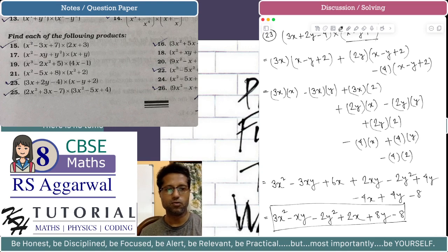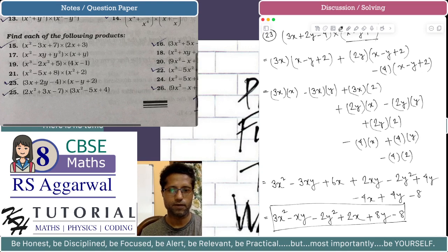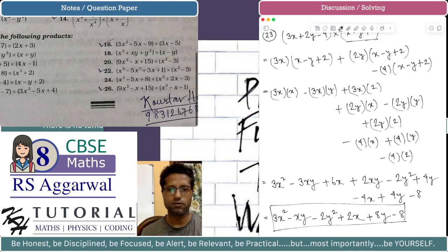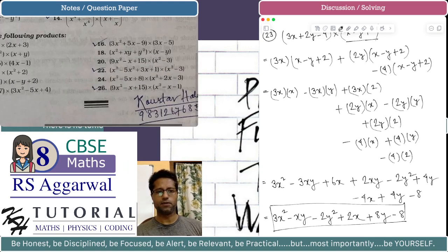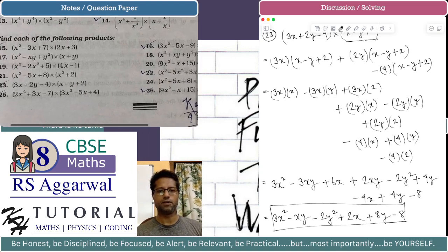Now I hope you can do 25. 25 is very similar to 23. I'm not doing 25, and I am also not doing 26, because 25 and 26 are very similar to 23. If you can understand 23, you can easily do 25 and 26.